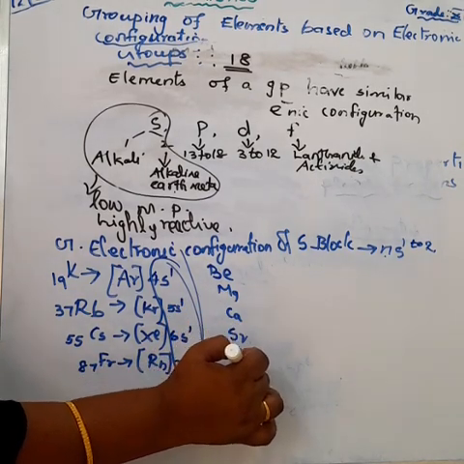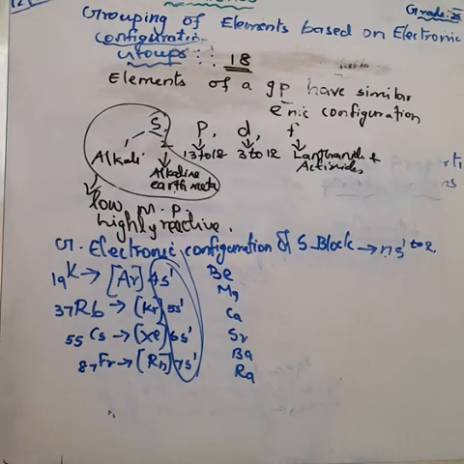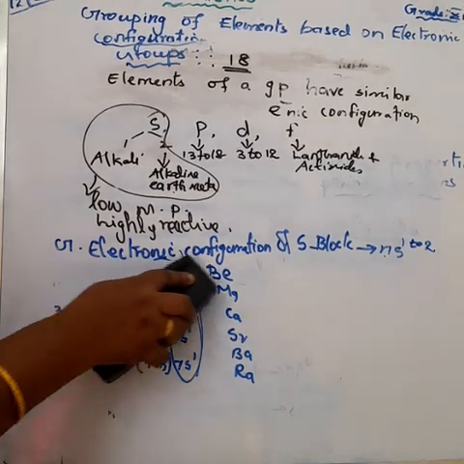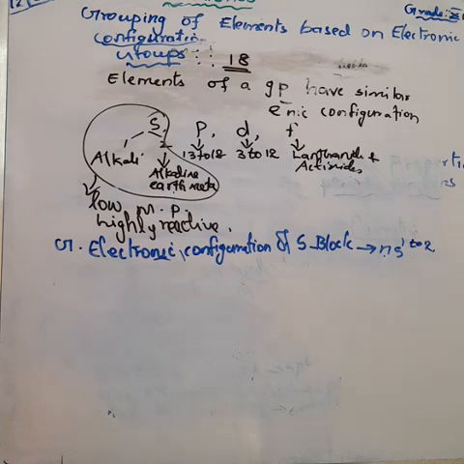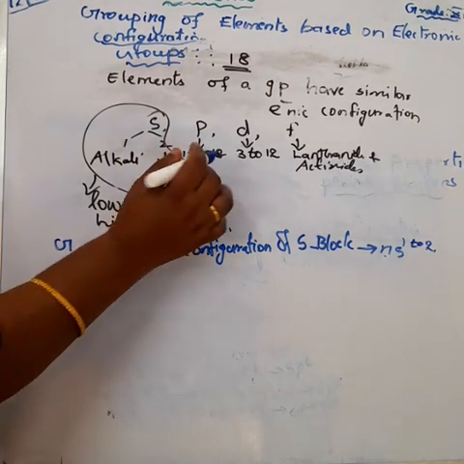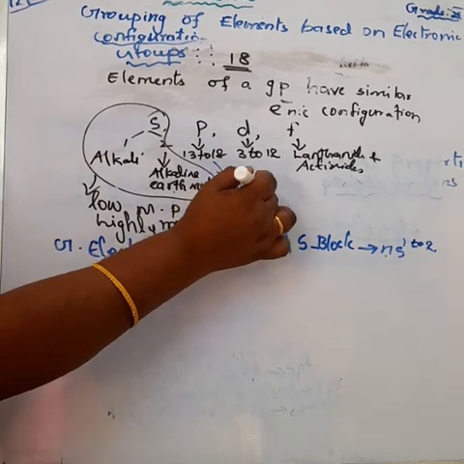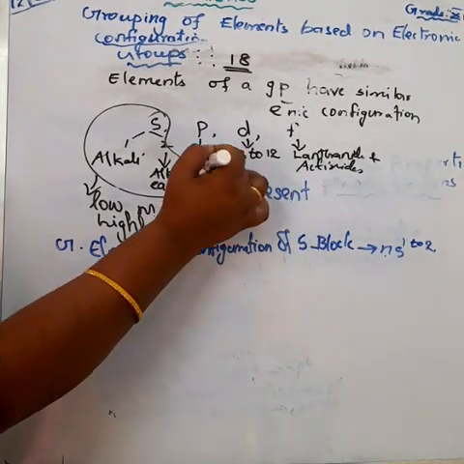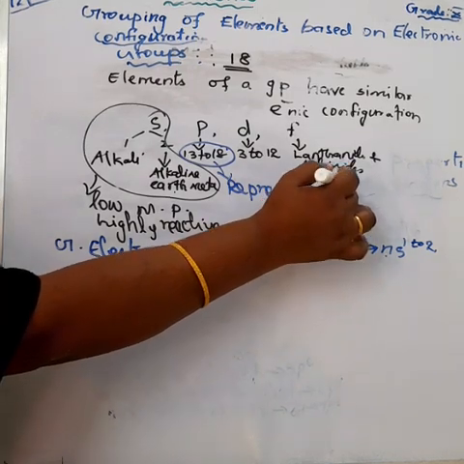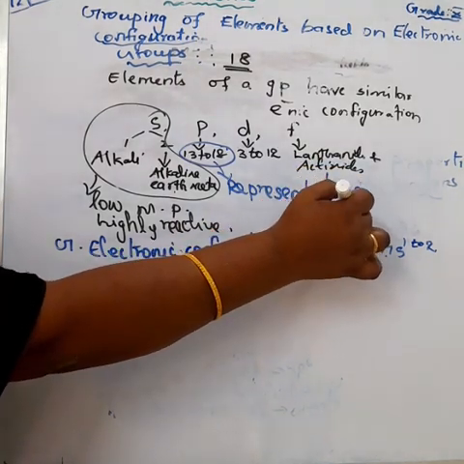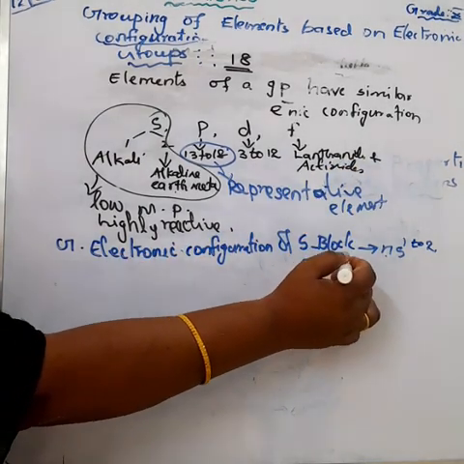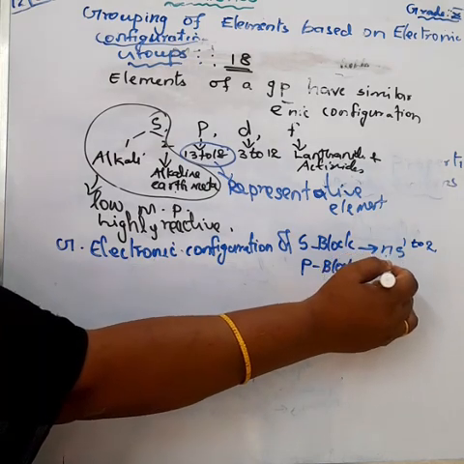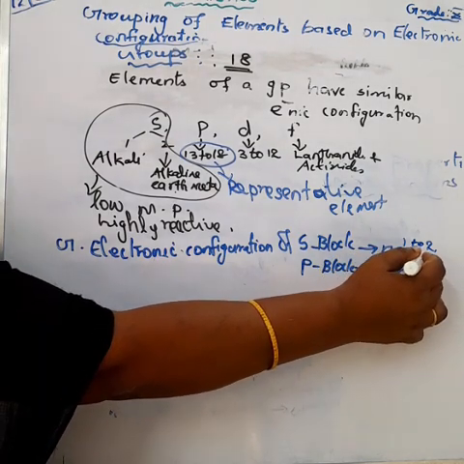Secondly, the group 13 to group 18 elements are called the P block elements, or otherwise the representative elements. They have the general electronic configuration ns2 np1 to 6.